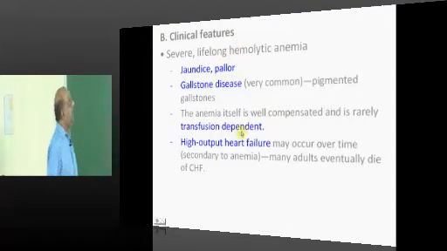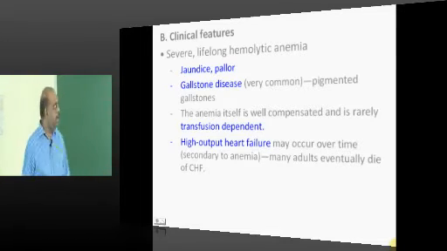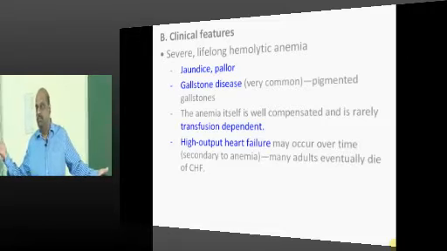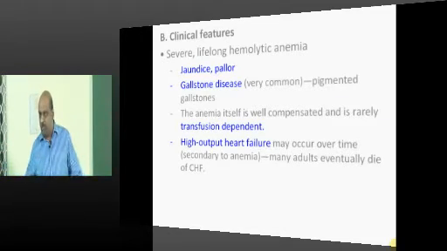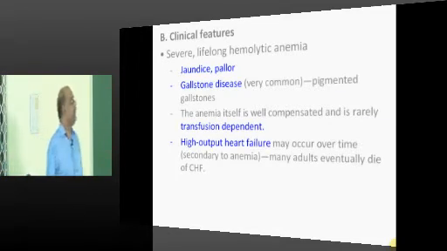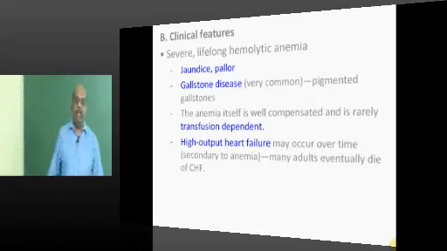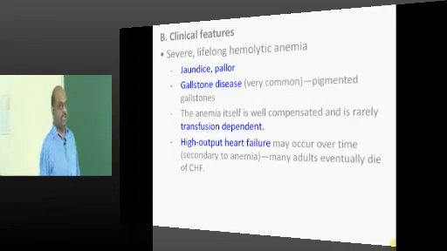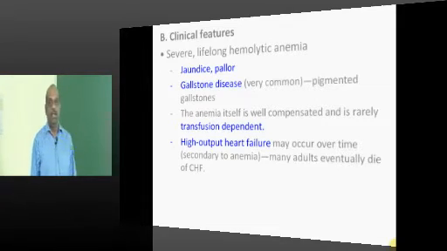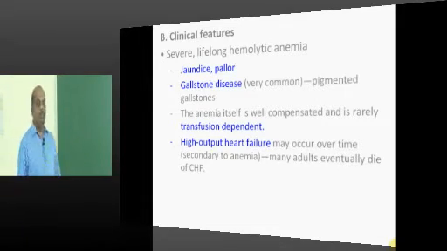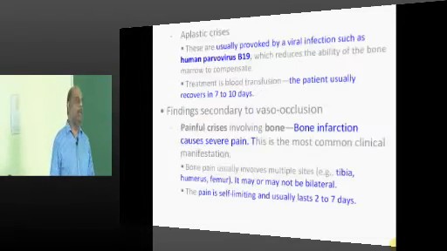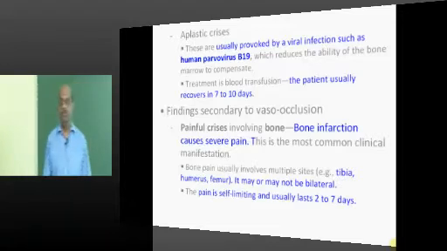Now coming to the clinical features: jaundice, pallor, obviously because sickle cells undergo hemolysis and that leads to it. Very important thing is, all that released bilirubin can form bilirubinate stones leading to gallstones. They become transfusion dependent. Ultimately they will have a cardiac decompensation leading to the development of cardiac failure.